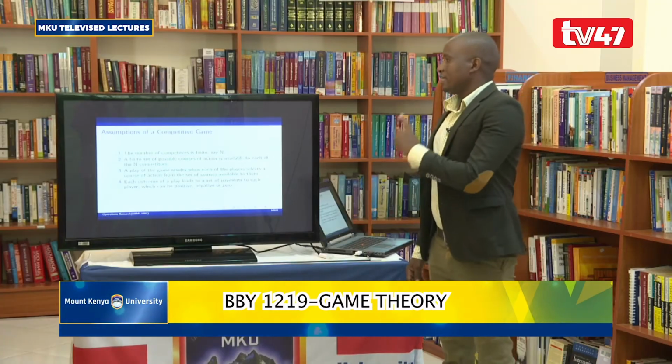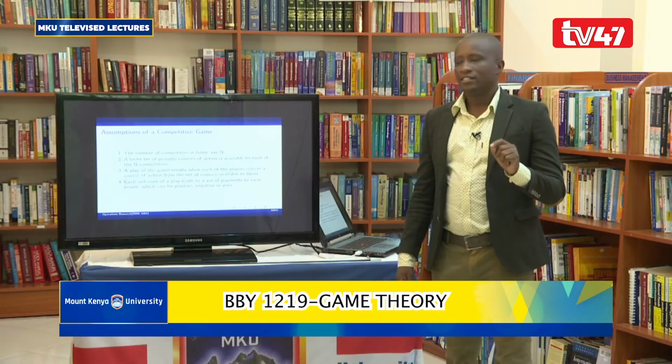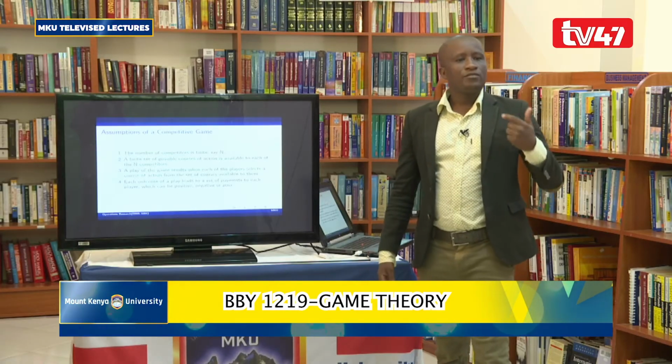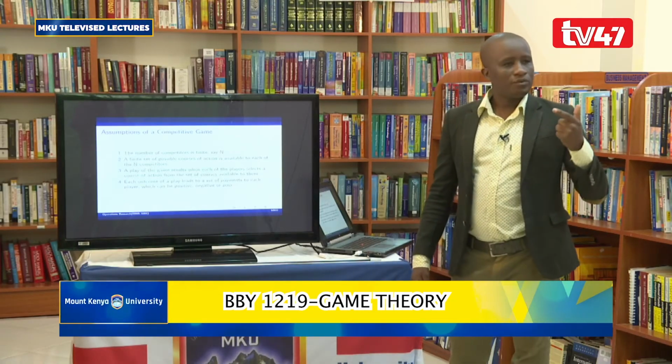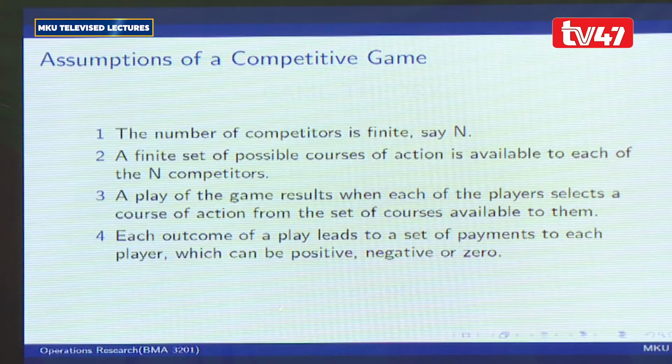One, the number of competitors in a game should be finite, say n. So if you're playing a game with two people, then n will be 2. Two, a finite set of possible courses of action should be available to each of the n players. You must have the possible courses of action you're to take when you're playing the game. Three, a play of the game will result when each of the players selects a course of action from the set of courses available to them.